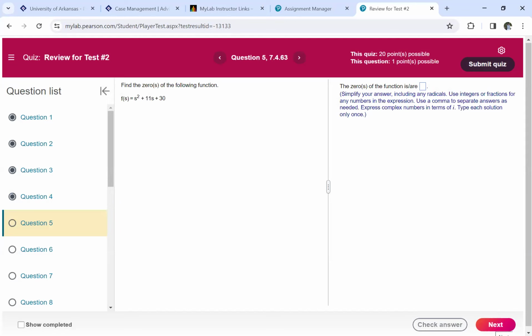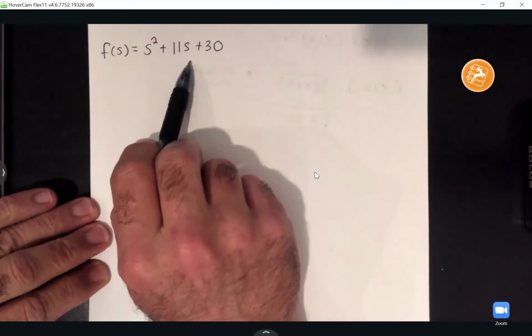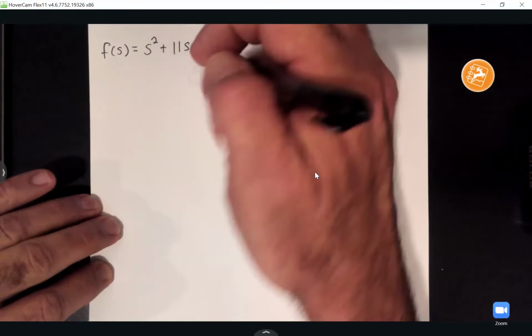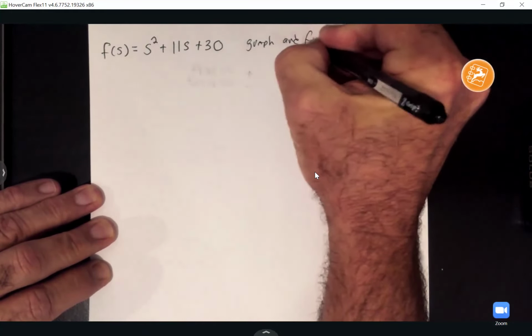Now this one, it wants me to find a 0. So let me write this down real quick. F of S equals S squared plus 11S plus 30. Now, y'all, I'm going to tell y'all, there's 3 ways you can solve this thing. You can graph it and look for the x-intercepts. So we can graph and find the x-intercepts.